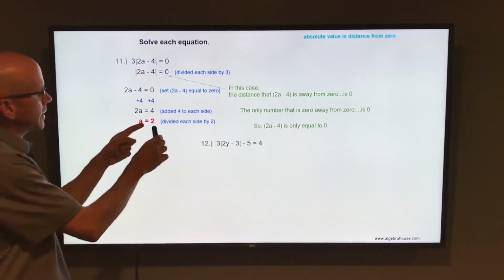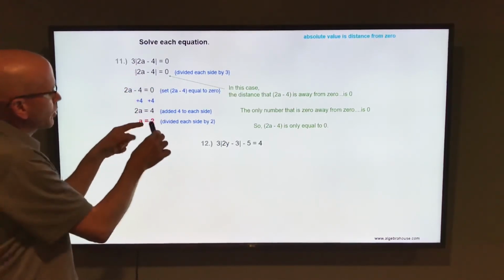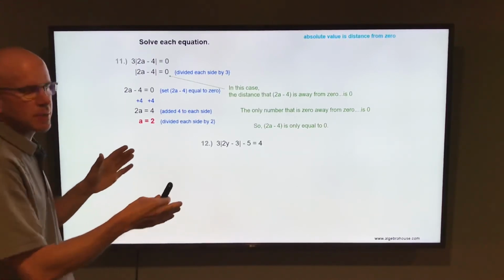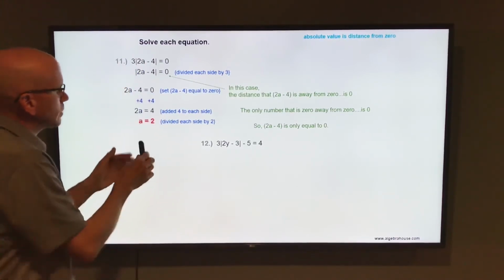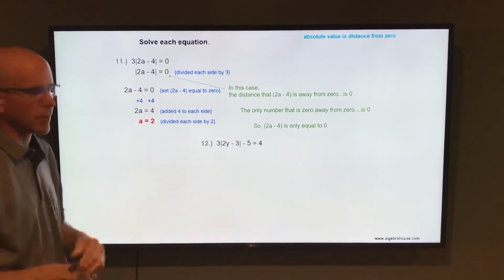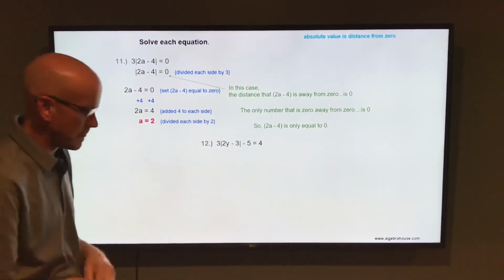Now you can check that, put 2 back in for a. When you put 2 back in for a, you're going to get a true statement. Both sides are going to equal each other. You're going to get 0 equals 0 when you substitute 2 back in for a. That tells you you are correct. A does equal 2.